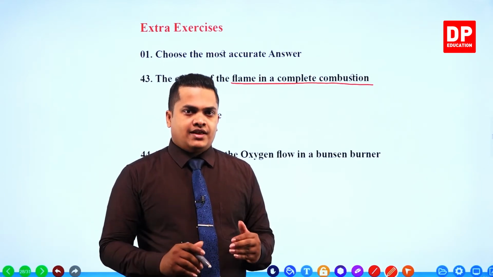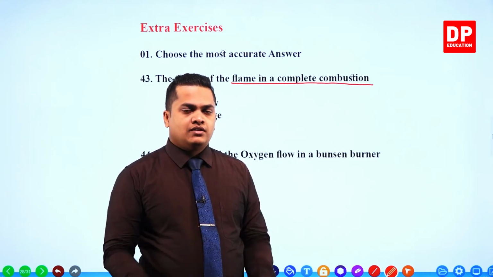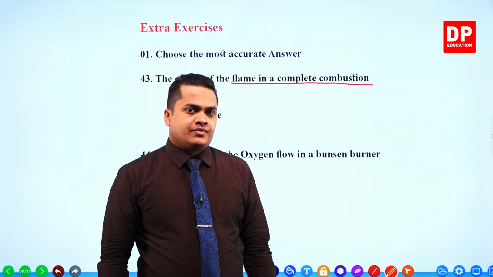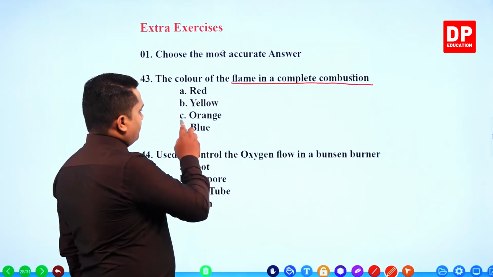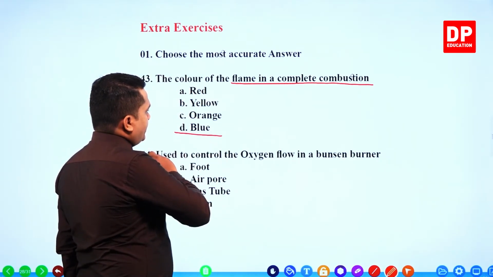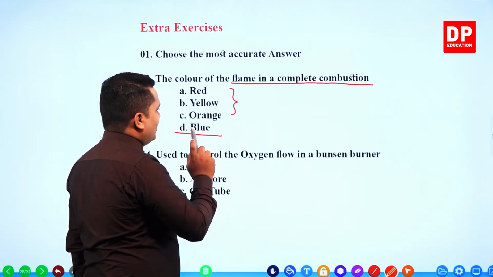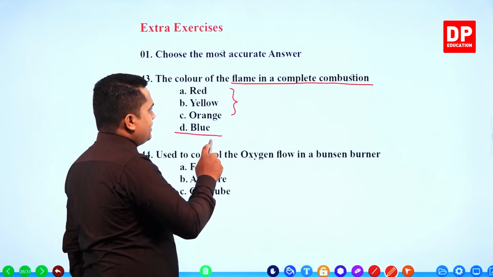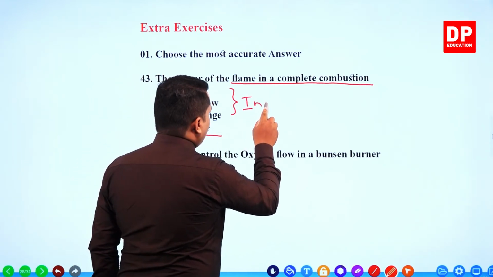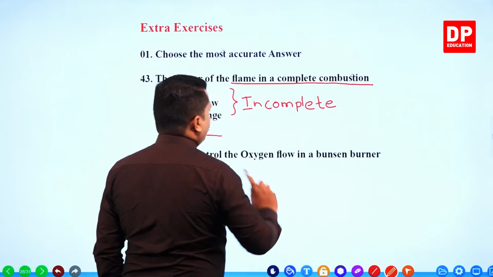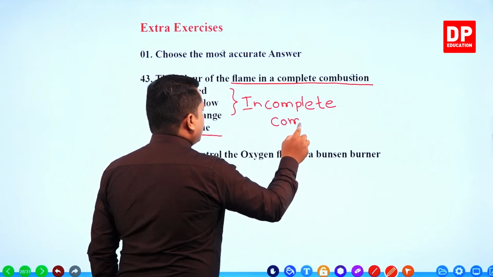If you take the Bunsen flame, it has a blue color. The blue color is coming due to the complete combustion of fuel. During a complete combustion, the flame given out is blue in color, right? All of the red color, yellow color, orange color, these colors are given out due to incomplete combustion. Due to incomplete combustion, all of these colors could be observed.